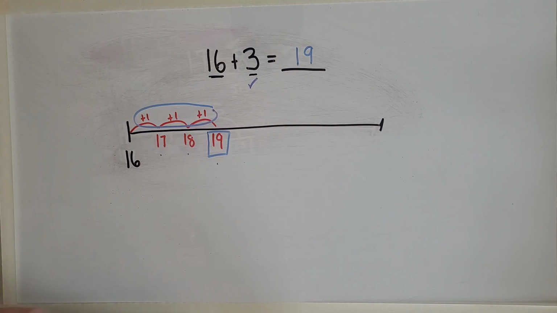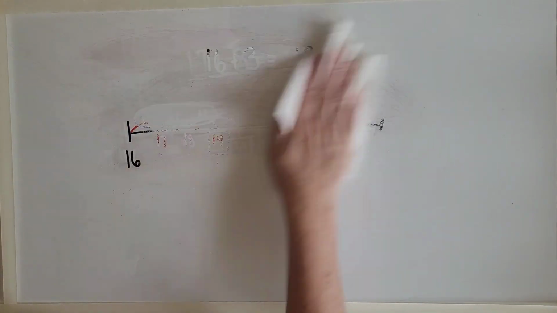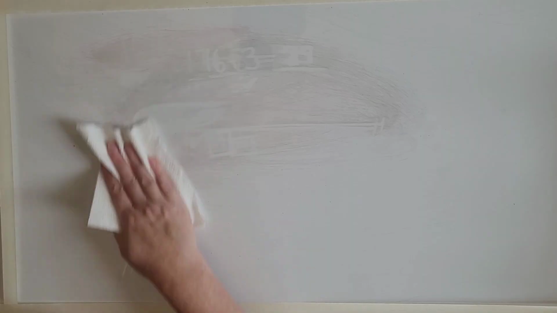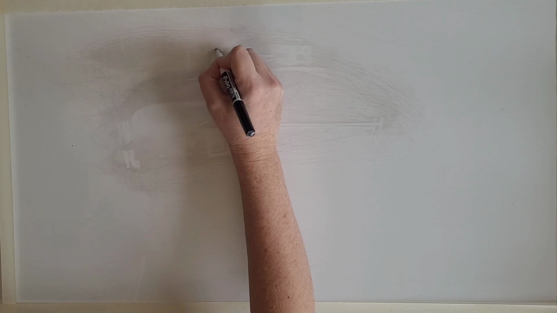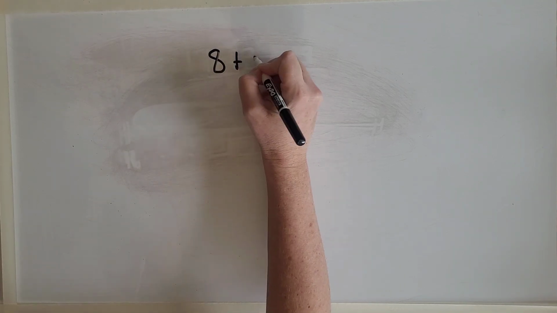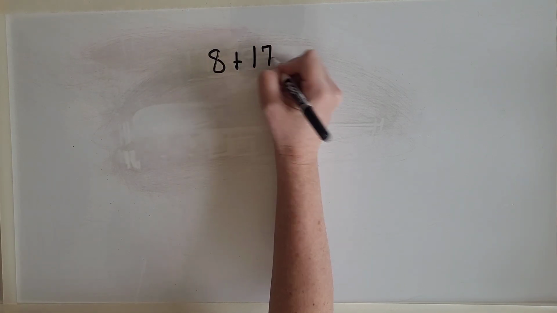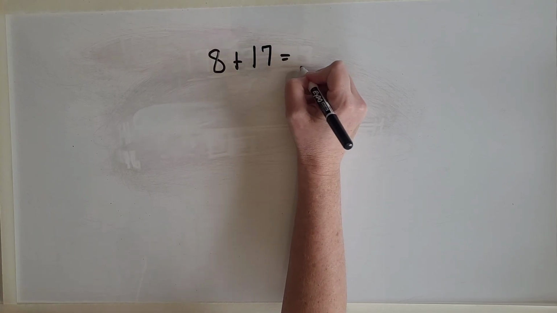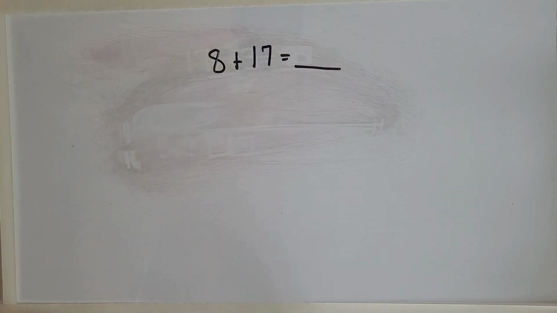Let's try something a little more difficult. So when kids are ready, they'll start using the number line for problems that require them to regroup. And this is what we teach them instead of the old-fashioned algorithm that we grew up on.